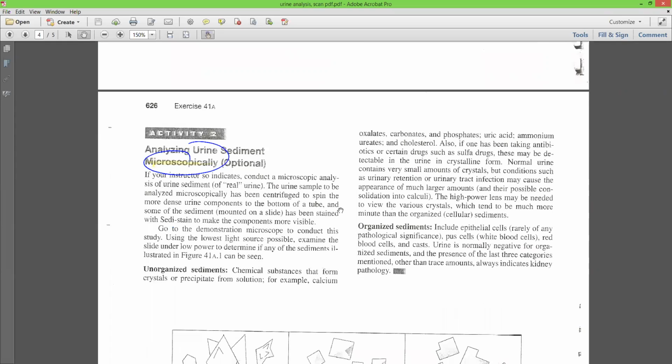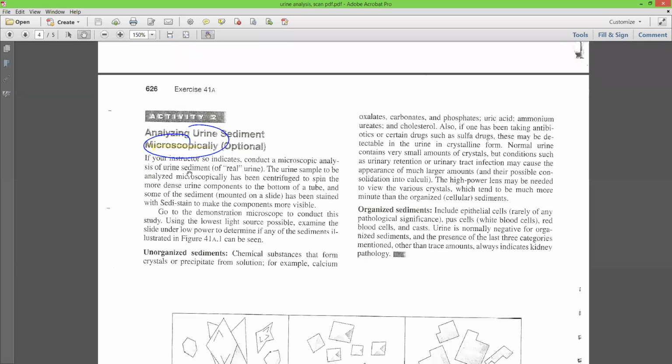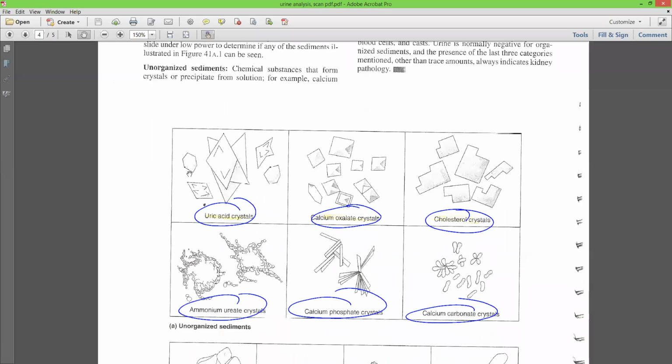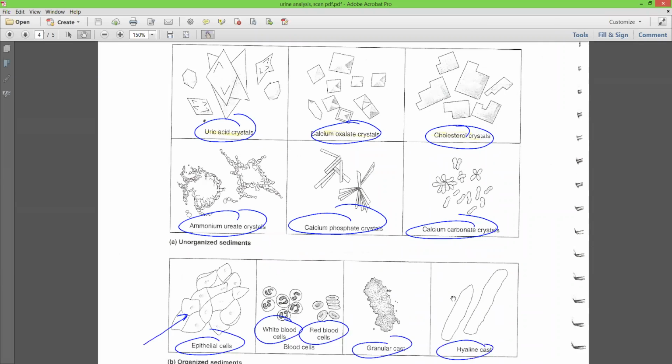Okay, then after you do your visual exam, your dipstick exam, then you could do a microscope exam. So you put a sample of the urine on a slide, put it on the microscope, and you can look for things like uric acid crystals, ammonium urate crystals, calcium oxalate crystals, calcium phosphate, cholesterol crystals. Really any kind of crystal formation, you can look for that.